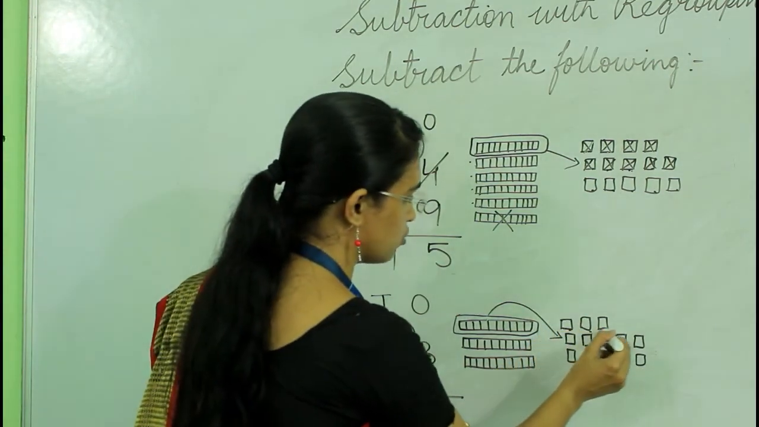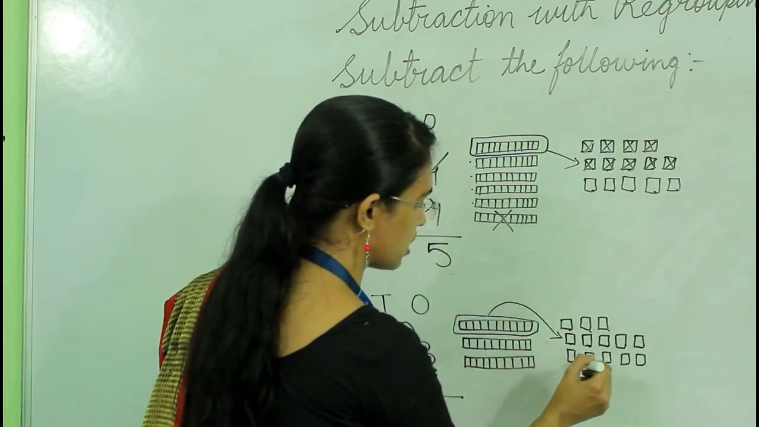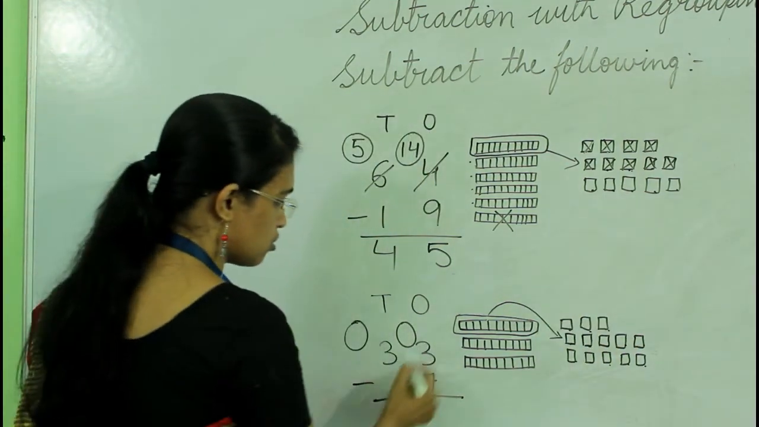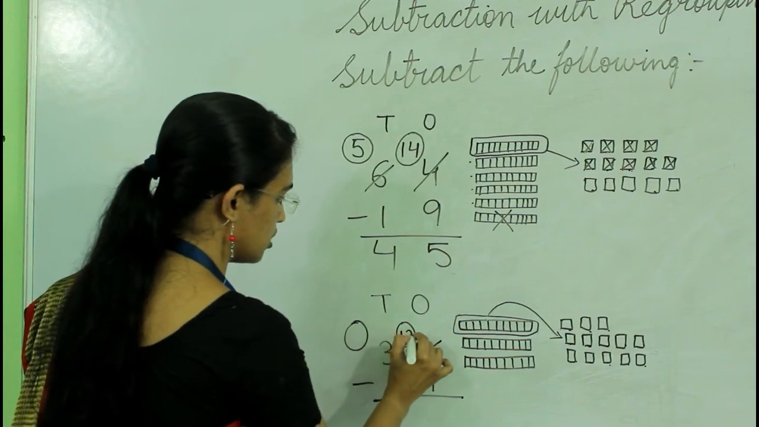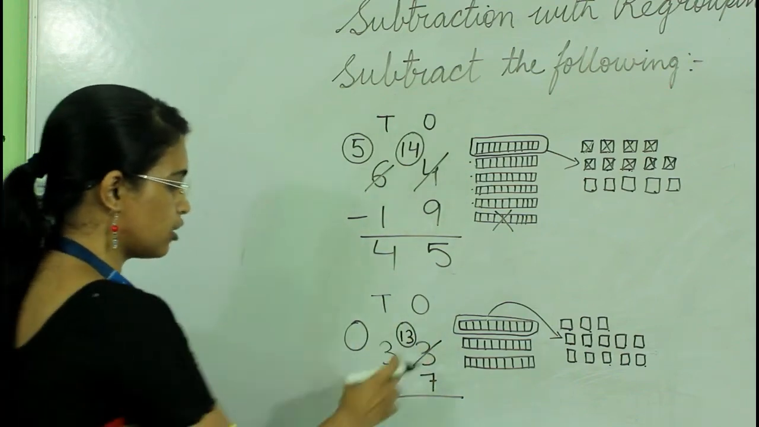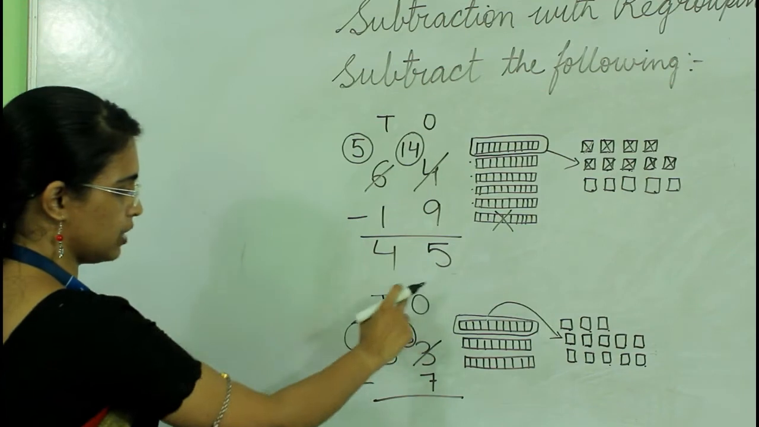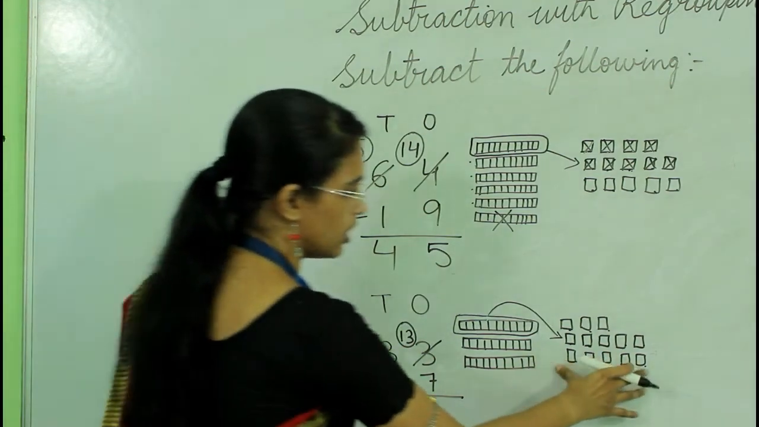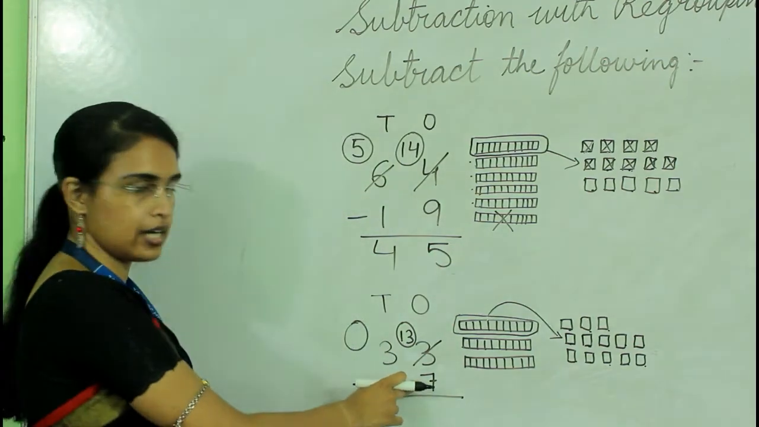Let's count. 1, 2, 3, 4, 5, 6, 7, 8, 9, 10, 11, 12, 13. Now we have 13 blocks. So cut this 3 and make it 13. After doing this, now we have to subtract the ones place. 13 minus 7. So from these 13 blocks, we have to subtract 7.